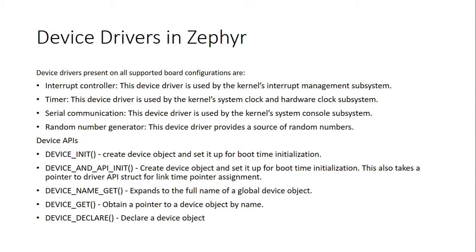Device name get is to get the name of a device driver, and device underscore get is to obtain the pointer to a device by name. So we just give a name and it will return the device pointer. And then device declare is to declare a device object.